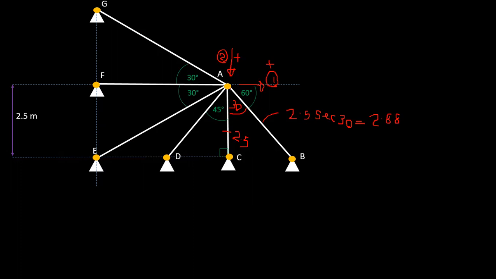Then this is 2.5 into sec 45, which brings you to 3.53. And this is 2.5 into sec 60, since 30, 45 and 15 leave the angle as 60.